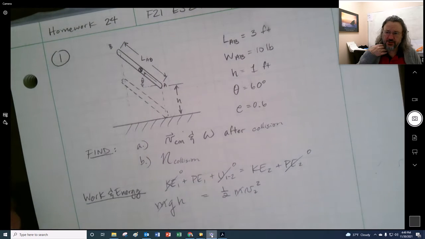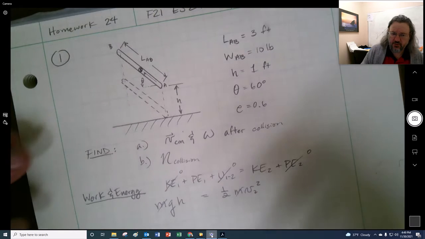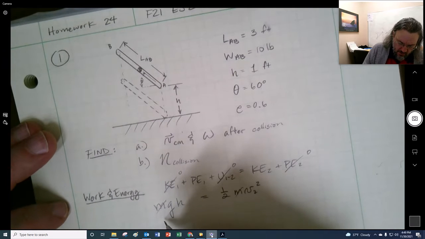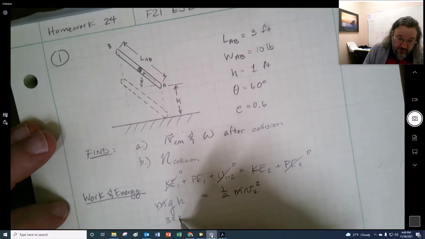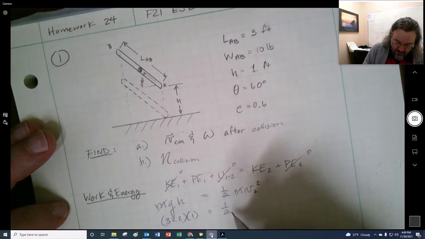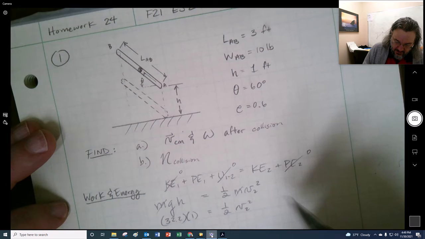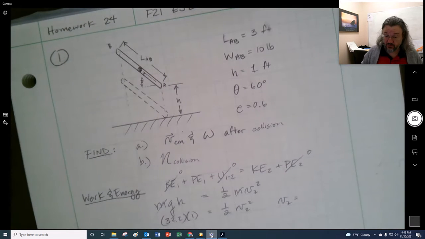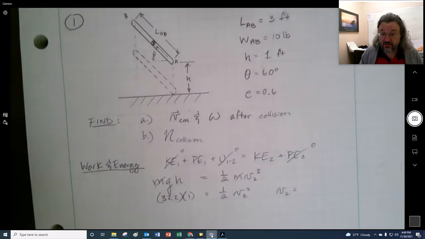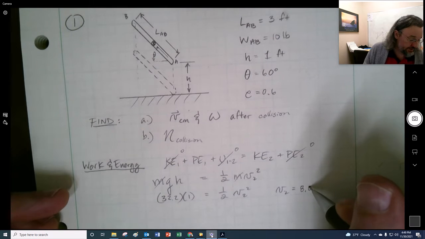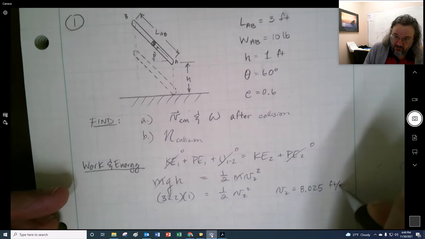We could have also done this with kinematics, like a simple projectile motion problem, because we have a distance and we have the acceleration, which is gravity. But anyway, we have 32.2 times 1 foot, and 1/2, and so we have the velocity at the second point. So we find the velocity of the center of mass. That's an important thing. Maybe I should have written out the center of mass in there, but whatever. We end up getting 8.025 feet per second.